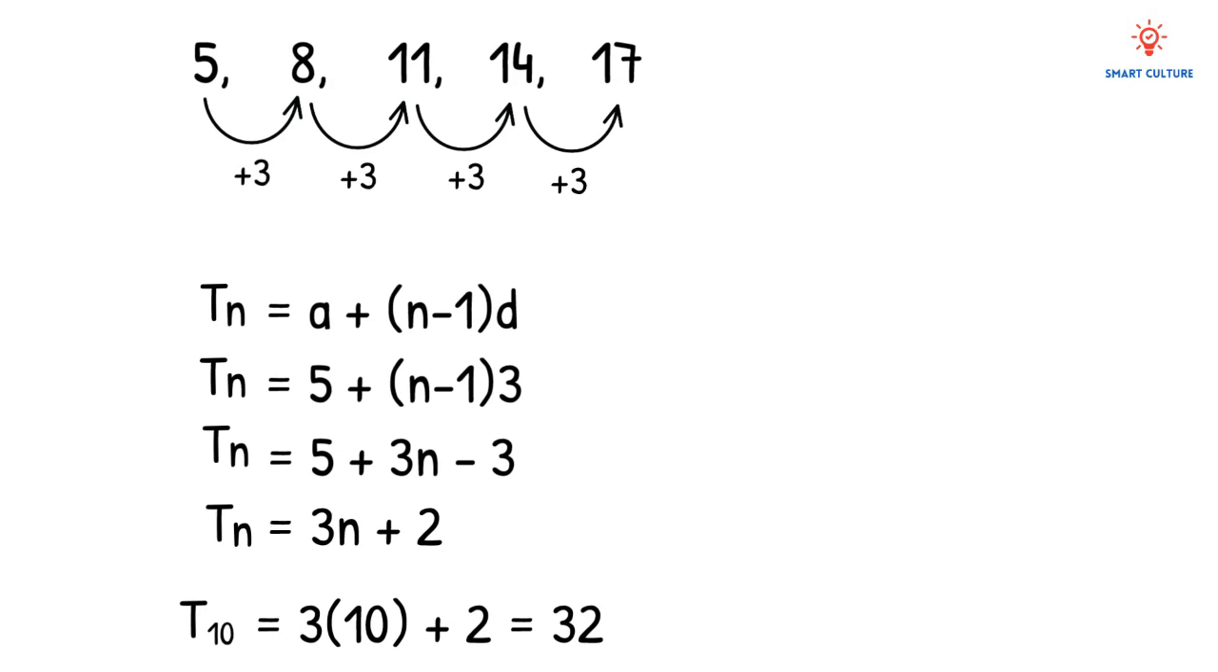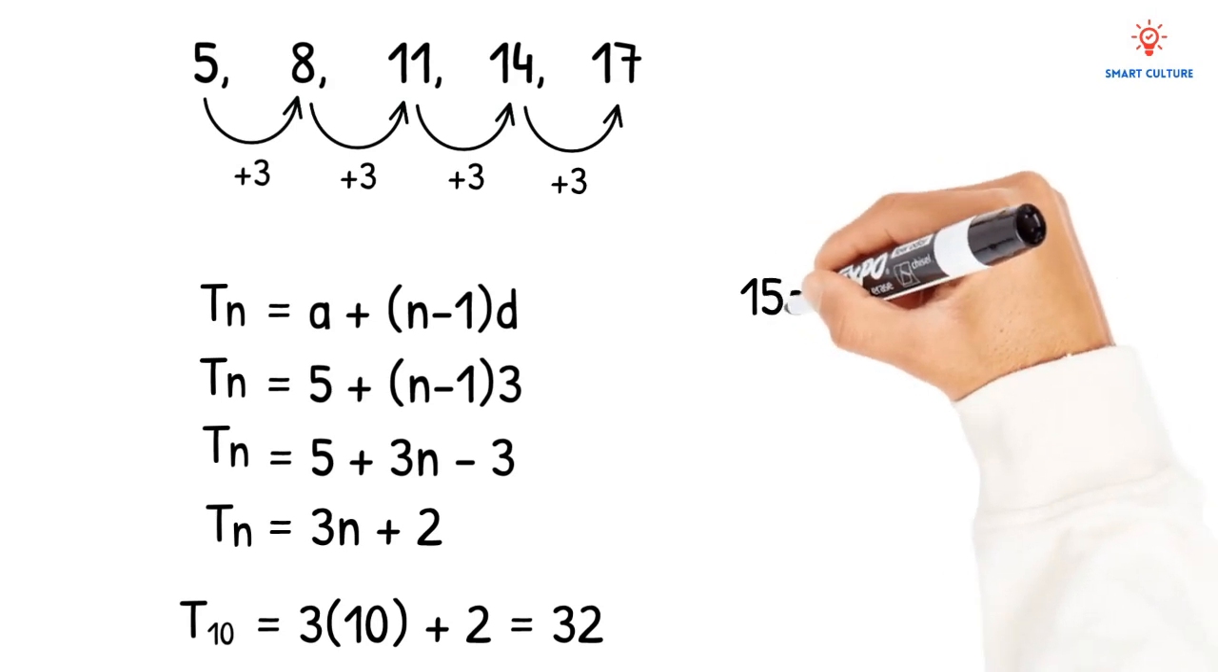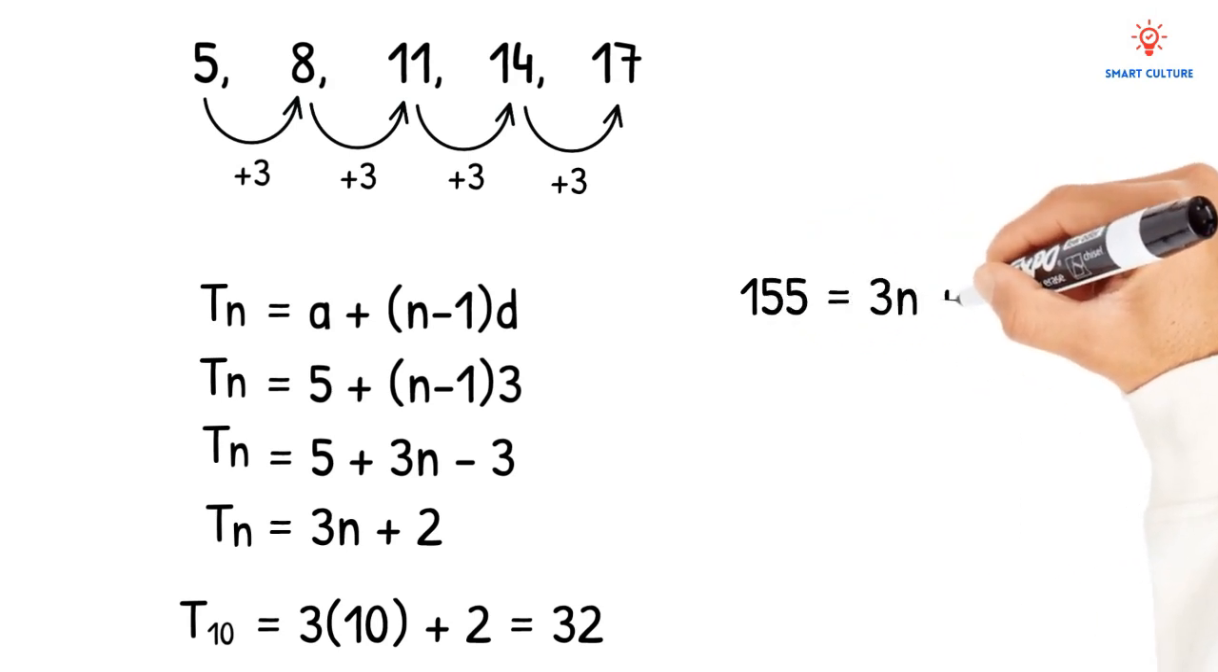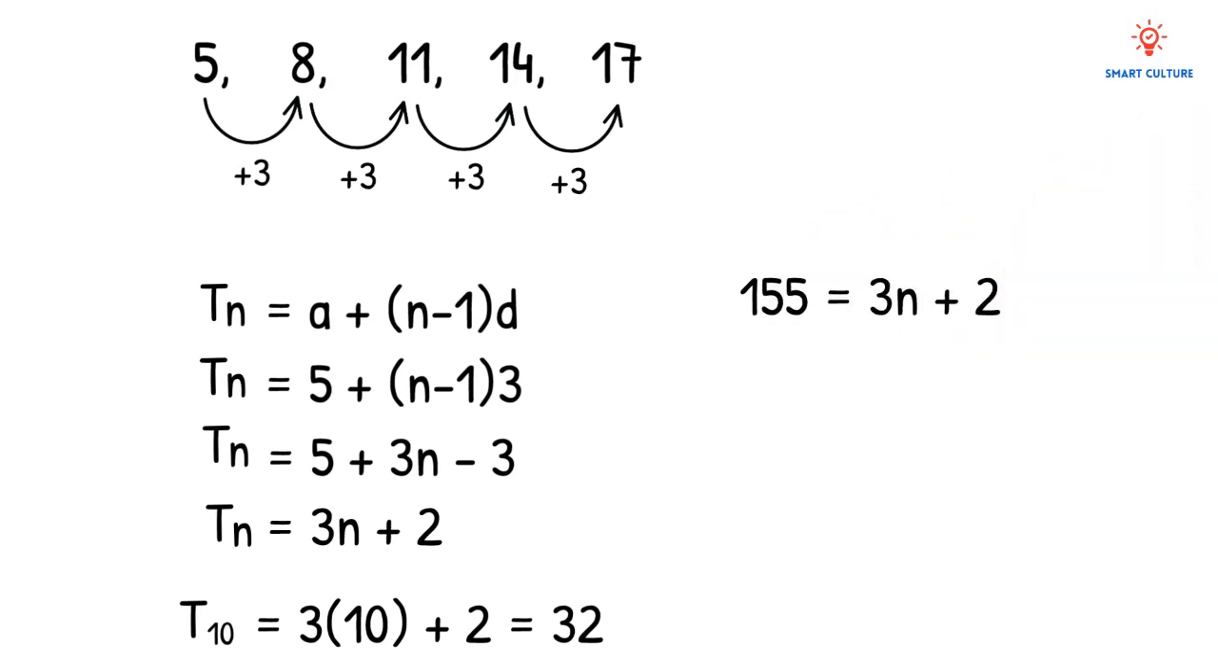Let's say we had a value 155 and we know that it is part of the sequence, we just don't know its position. How can we go about determining the position of this term in the sequence? So what we do is we write down 155 is equal to 3n plus 2. Now we want to solve for n because this will tell us the position of this term.